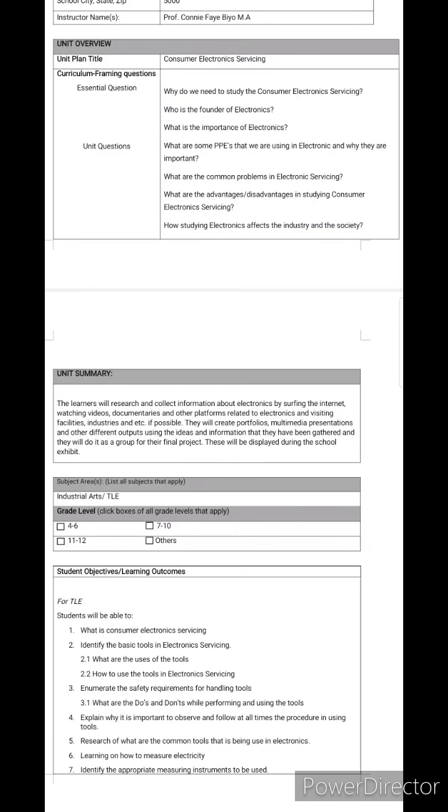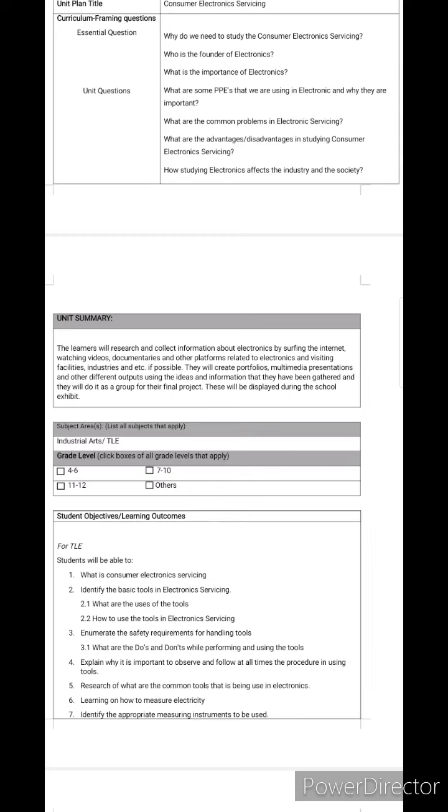The learners will research and collect information about electronics by surfing the internet, watching videos, documentaries, and other platforms related to electronics, and visiting facilities, industries, and so on, if possible. They will create portfolios, multimedia presentations, and other outputs using the ideas and information they have gathered, and they will do it as a group for their final project. This will be displayed during the school exhibit.